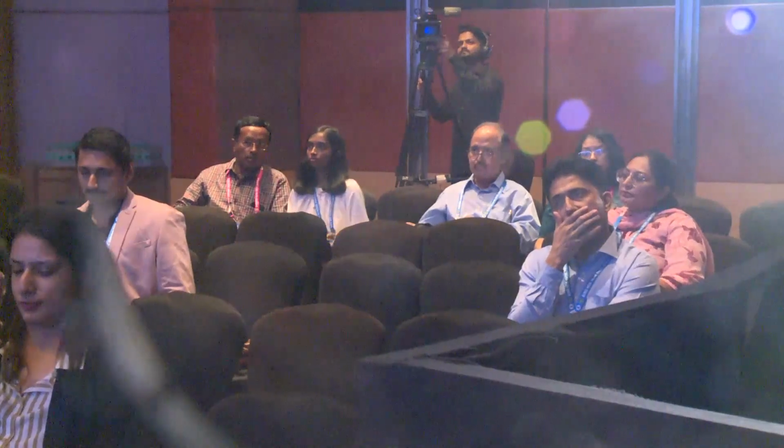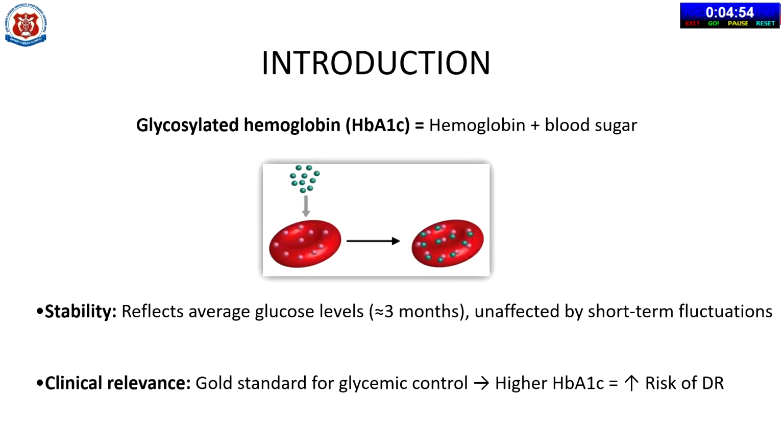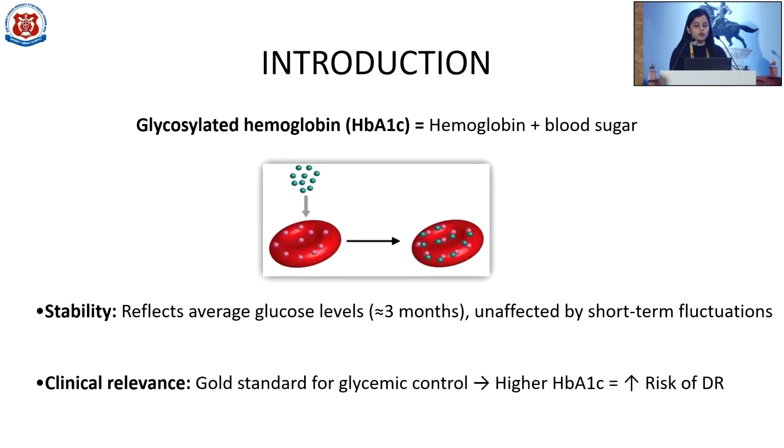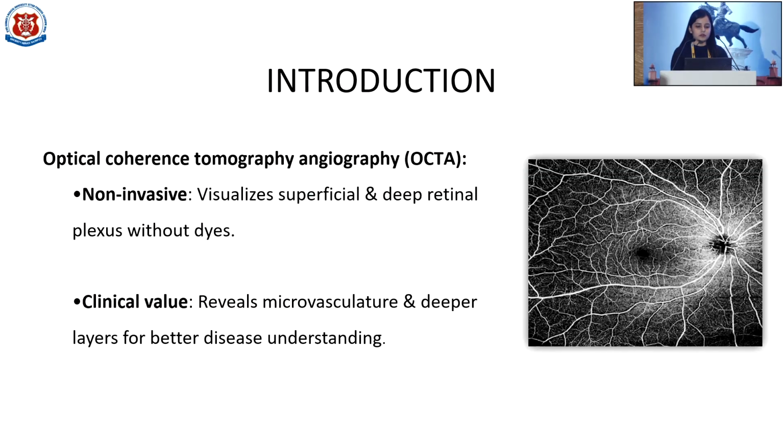Good morning, everyone. I'll be speaking on optical coherence tomography angiography metrics, correlation with glycated hemoglobin levels and diabetic retinopathy. As we all know, glycosylated hemoglobin forms with the binding of hemoglobin and blood sugar. It reflects the average glucose levels over the past 3 months and remains unaffected by short-term fluctuation of blood glucose levels. It's a gold standard for glycemic control, and we all know with the rise of glycated hemoglobin levels, the risk of diabetic retinopathy increases.